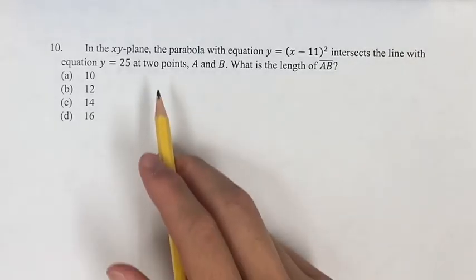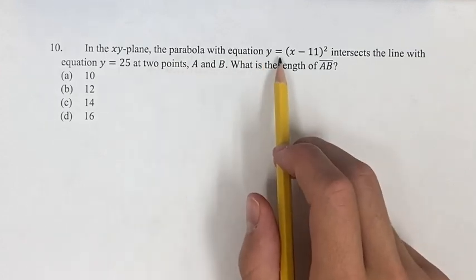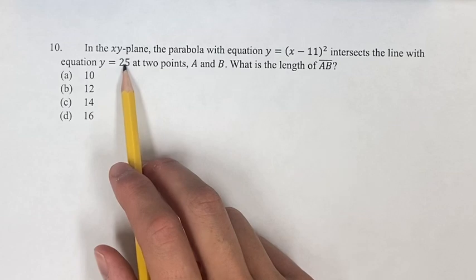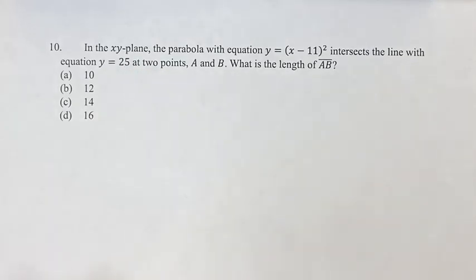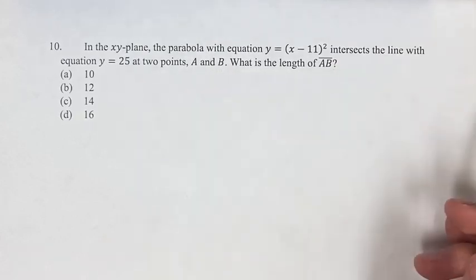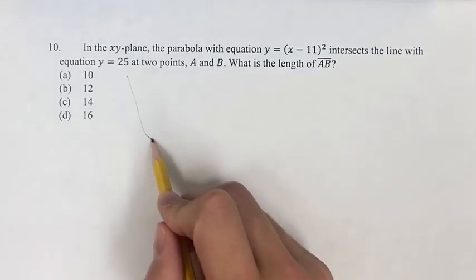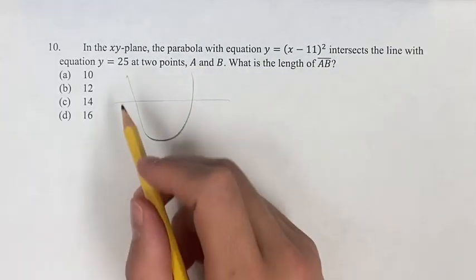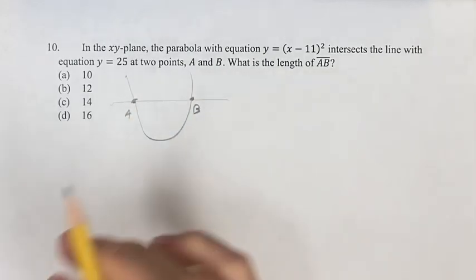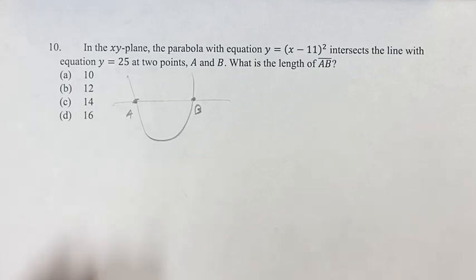In this problem, we're told that the parabola with the equation y equals (x minus 11) squared intersects the line with the equation y equals 25 at 2 points. We're asked to find the length of AB, which is the distance between these 2 points A and B. If you have the parabola and this line, the length of AB is going to be the distance between A and B, but we'll get to that. First, we have to find the points.